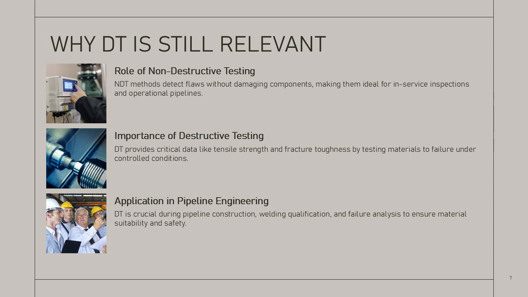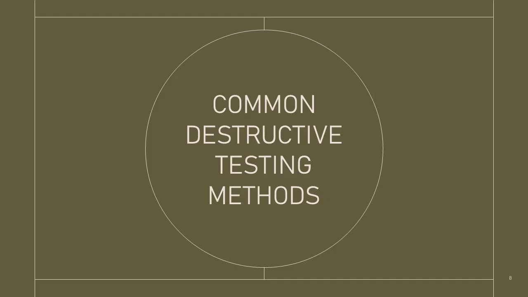DT offers direct measurement of these properties by pushing materials to their failure point under controlled conditions. This data is crucial for establishing safety margins, selecting appropriate materials, and verifying compliance with standards. DT is particularly relevant during pipeline construction, welding procedure qualification, and failure analysis. By complementing NDT, DT ensures a comprehensive understanding of material behavior, enabling engineers to design pipelines that withstand operational stresses and environmental challenges. Overview of destructive testing, or DT, techniques.